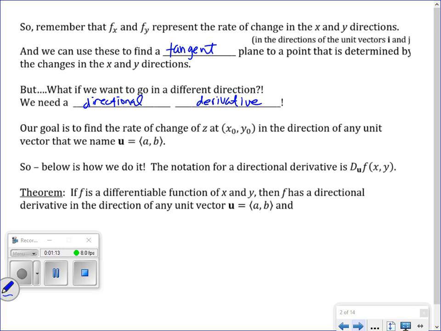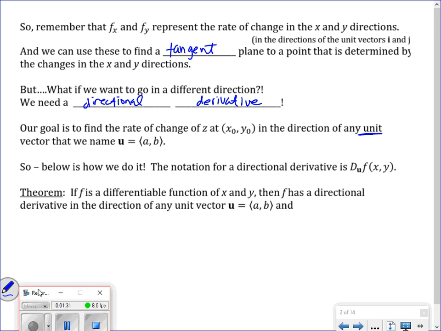Okay, so our goal is to find the rate of change on a surface or a function in the direction of any unit vector that we name u equals ab. So remember, unit vector, so we have to divide out its own magnitude if it's not already a unit vector. All right, so below is how we do it. And the notation for directional derivative is this D sub u, because that u comes from this piece right here, D sub u of f of xy.